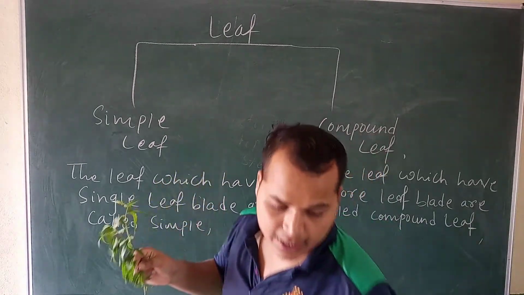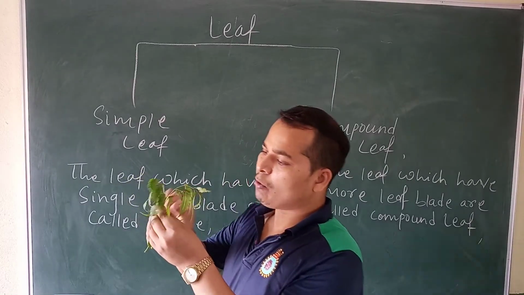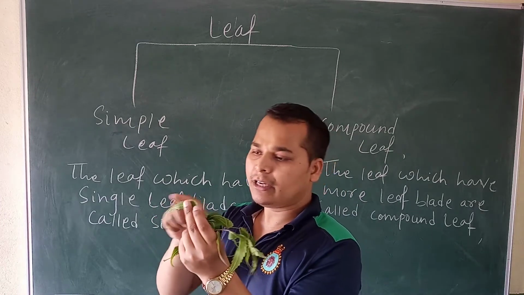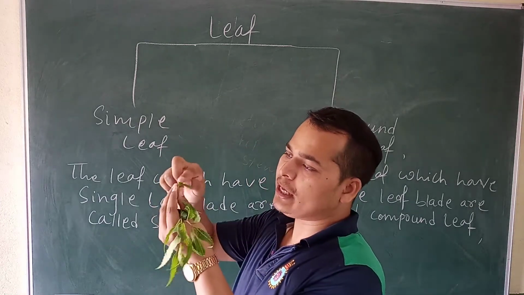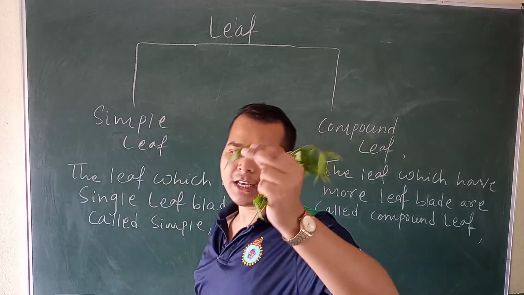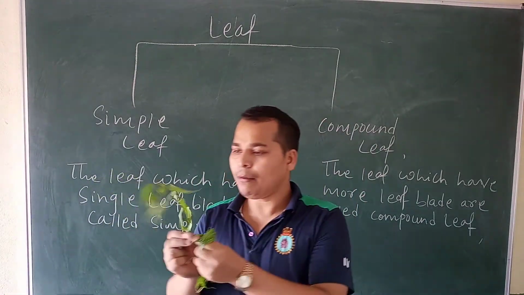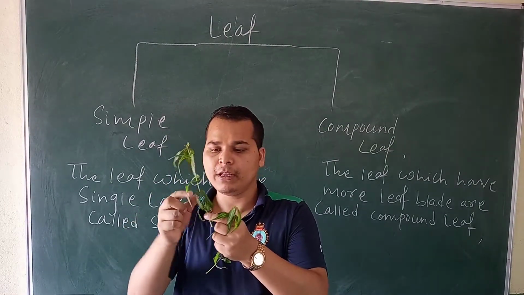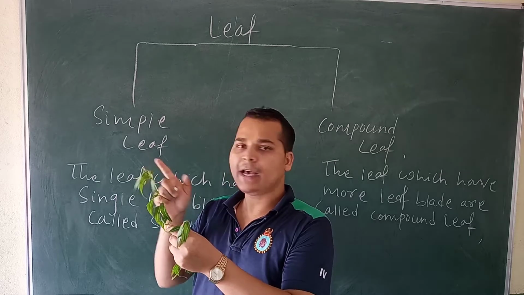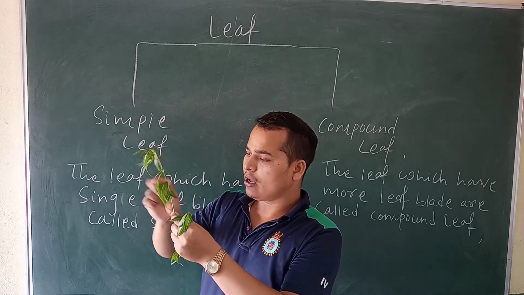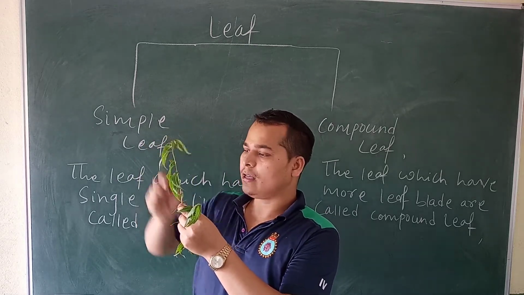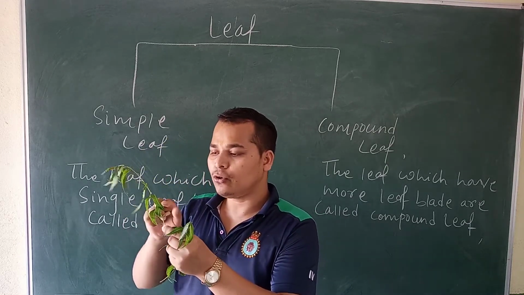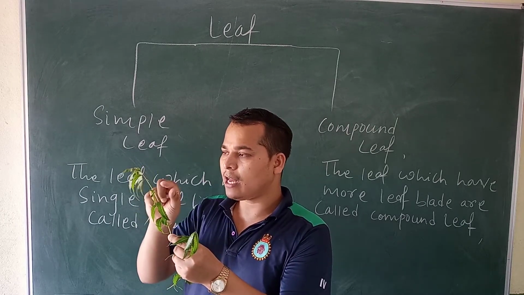Okay. So see the leaf. You can take one neem tree leaf. Observe the leaf blade. Okay. It has so many leaf blades. So this is a compound leaf. And it has one central midrib, and from the central midrib many leaflets arise. This rib is called the central rib. From the central rib, many leaflets arise. So these are called a compound leaf.